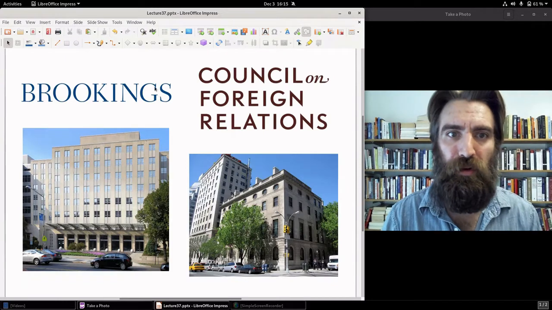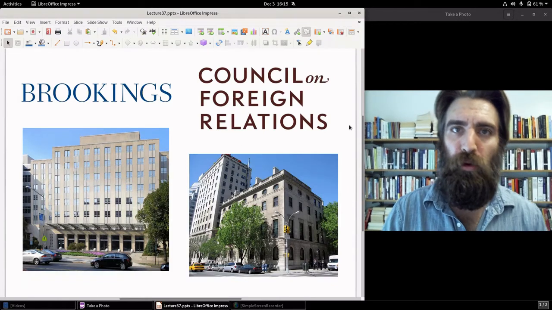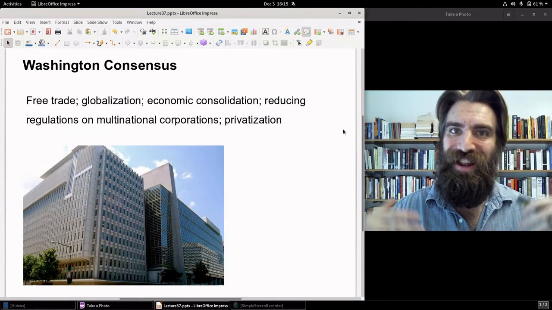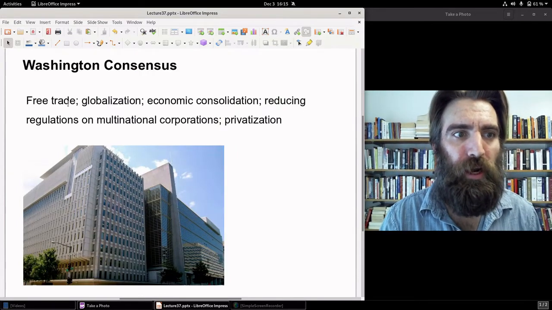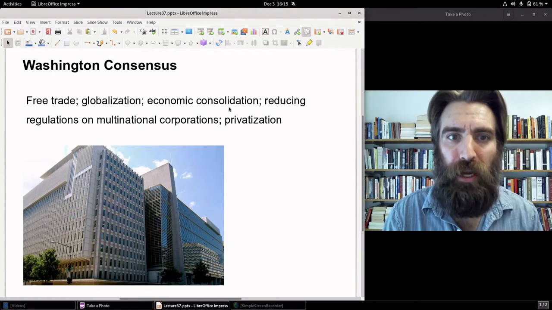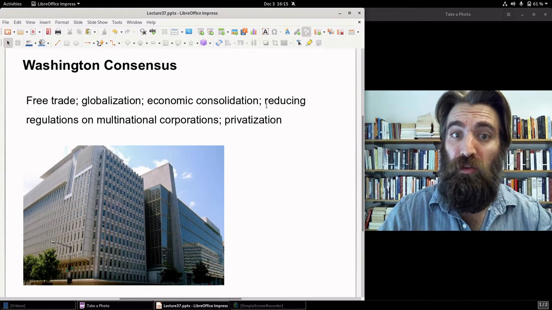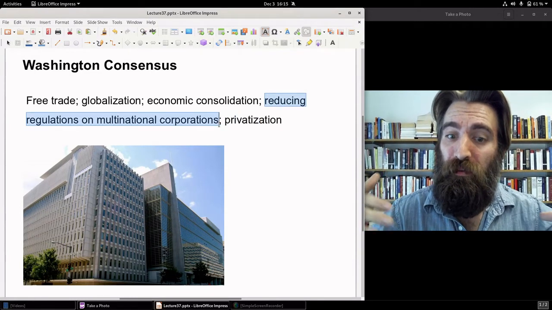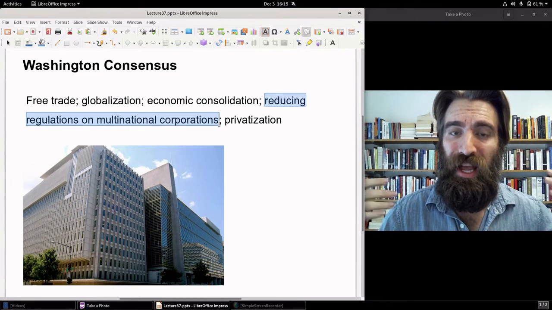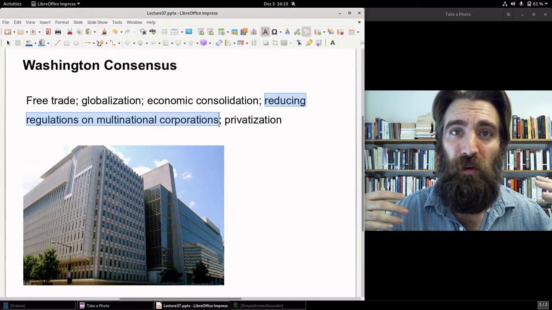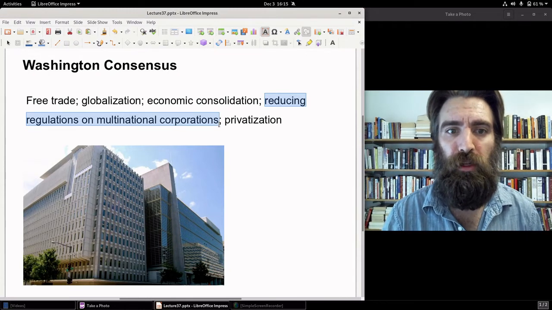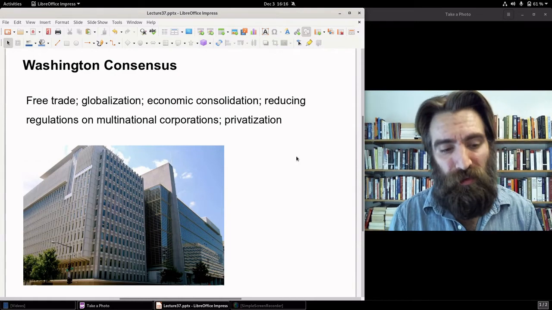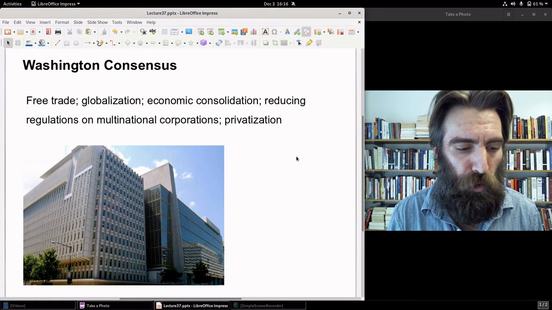And these think tanks, Brookings Institution, CFR, whether they support Democrats or Republicans, there's a consensus. And that Washington consensus is free trade, globalism, economic consolidation, reducing regulations on financials and securities and investment companies, reducing regulations on multinational corporations. This is called the Washington Consensus, and has really existed since the end of World War II.